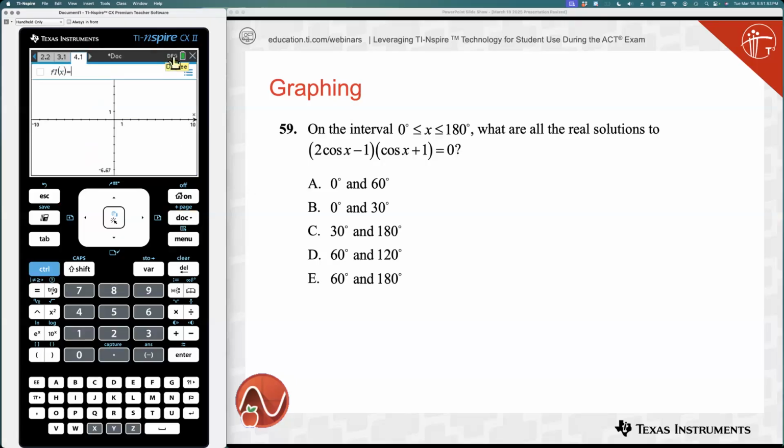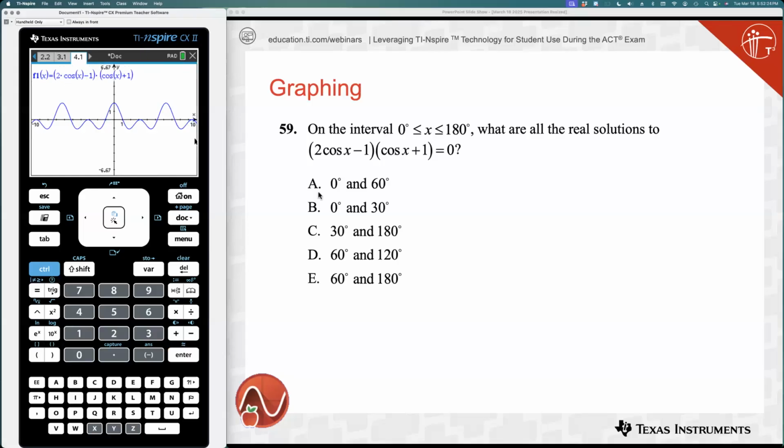We have 2 cosine of x minus 1 times the cosine of x plus 1. And I just typed it on my keyboard, but we definitely have the trig menu in there. And notice I'm in radian mode, and this says degrees. It's a beautiful graph. Some kids will go, wow, I've never seen anything like that.